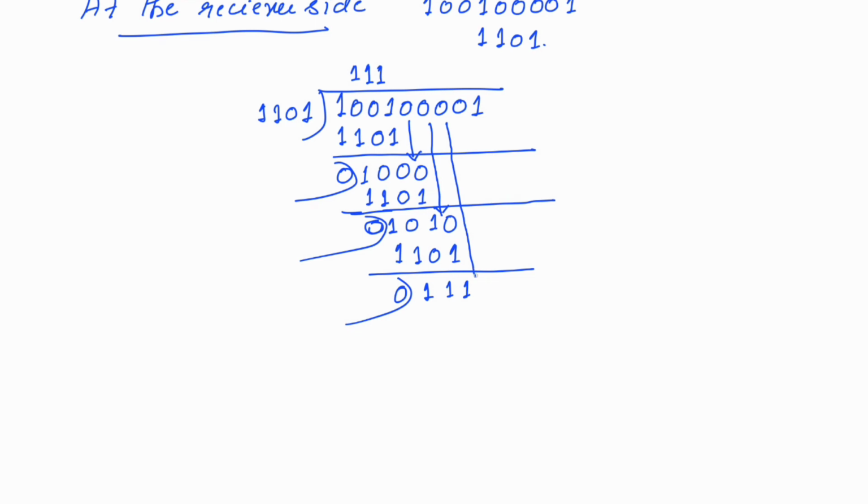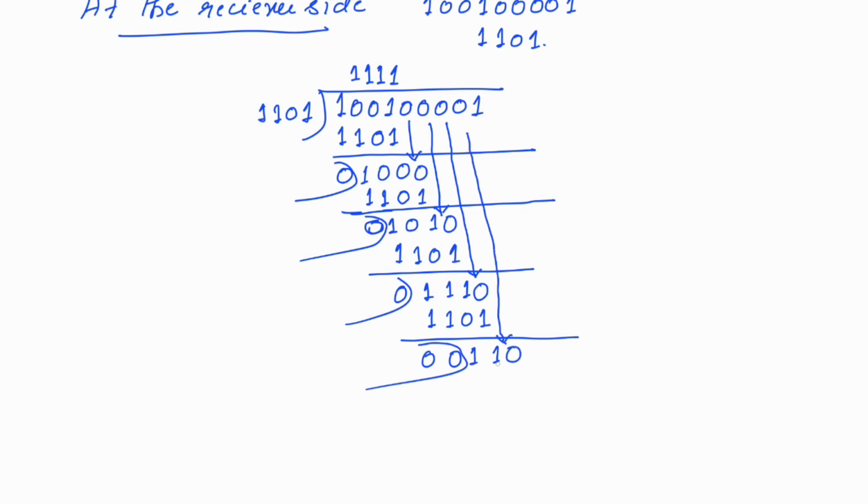Next, bring down this 0. It will be 0. 1101 into 1 is 1101. Perform the XOR operation. These 2 zeros will not be taken. Now you will bring down the next bit.